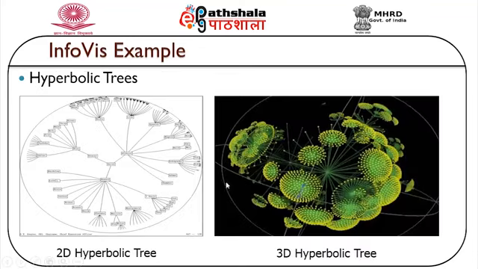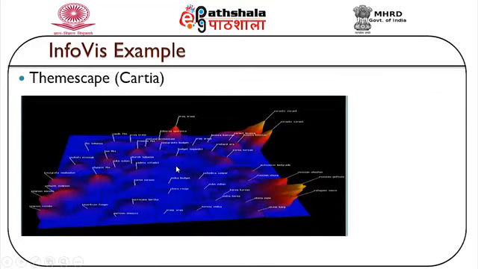Next is the hyperbolic tree. Here we have two examples, a 2D hyperbolic tree and a 3D hyperbolic tree, which is displayed in a three-dimensional view. Websites and the relationships between the websites can be represented in the form of hyperbolic trees. Here we can see many web pages which are linked with many other web pages, and they are linked in this manner.